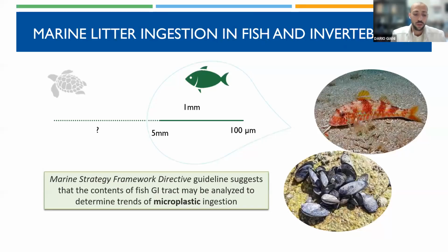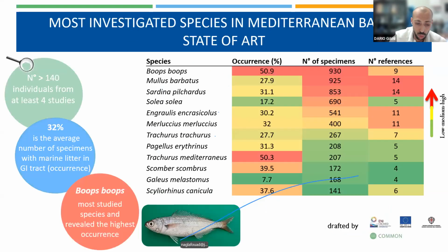So my colleague Matteo presented the monitoring method concerning meso and macro plastic in megafauna. And now I'm going to tell you about the methodologies required to investigate the impact of microplastic, from 5 millimeters to 100 microns, in fish and invertebrate species. The Marine Strategy Framework Directive guideline suggests that the content of the fish gastrointestinal tract may be analyzed to determine microplastic ingestion.